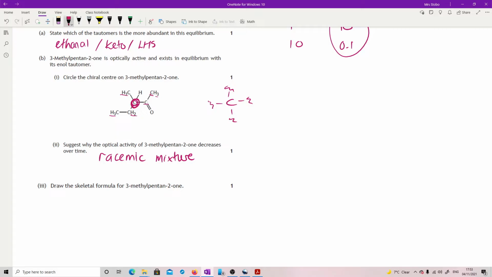Draw the skeletal formula for this compound. I think this is all right. Easiest way I think to do this: that's 1, 2, 3, 4, 5 carbons in a chain. Then off number 3 I have a CH3 group, and off number 4 I have a double bond O. That's it. Whichever way round you draw it doesn't matter, as long as you've got the right things there.